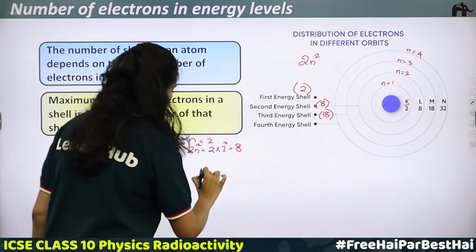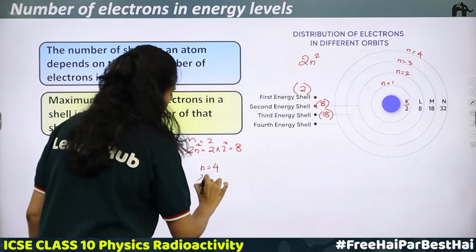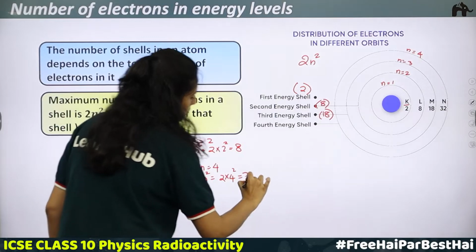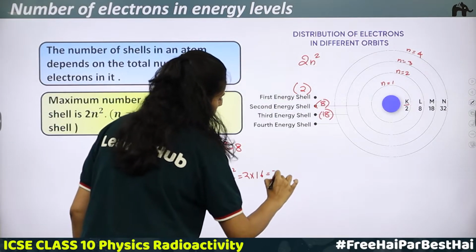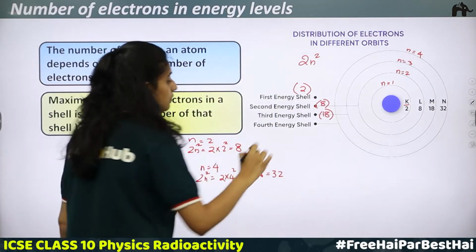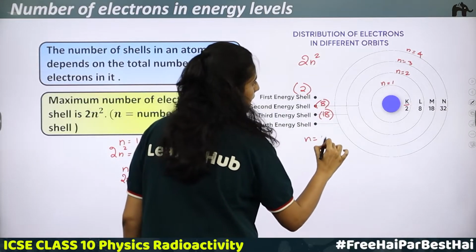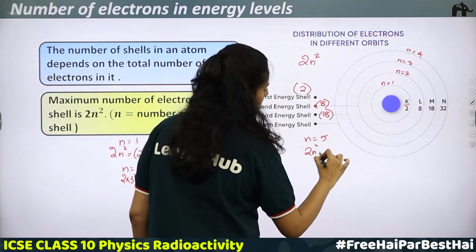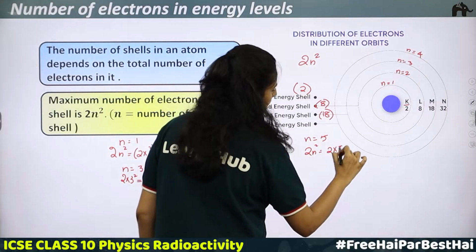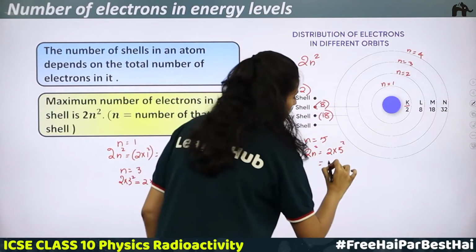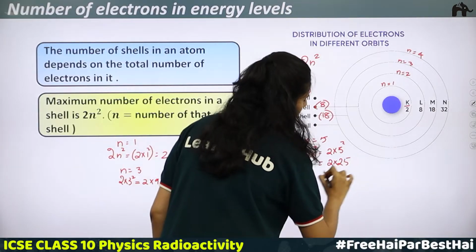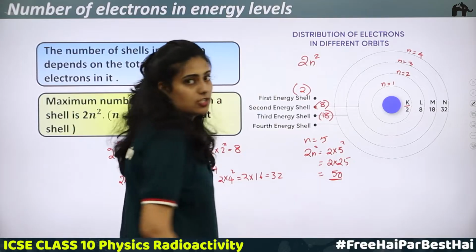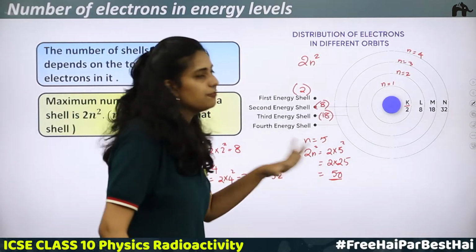Clear? Now if n value is equal to 4, then 2n square will be equal to 2 into 4 square, equal to 2 into 16, equal to 32. Now if n value is equal to 5, that is after N shell, then you will be having 2n square is equal to 2 into 5 square, which is equal to 2 into 25, that is 50. Okay, so 50 electrons. In the fifth orbit, we can accommodate 50 electrons.